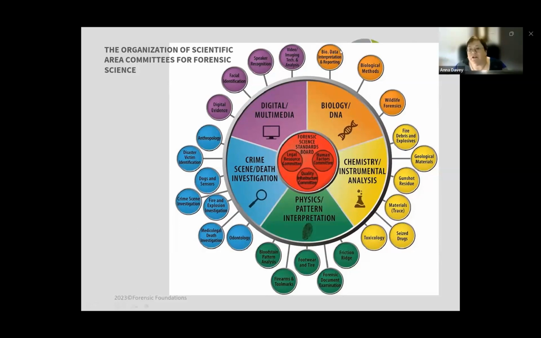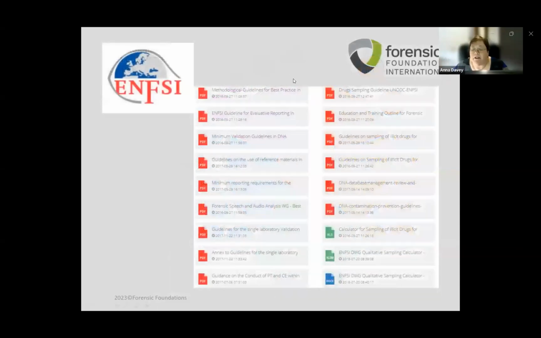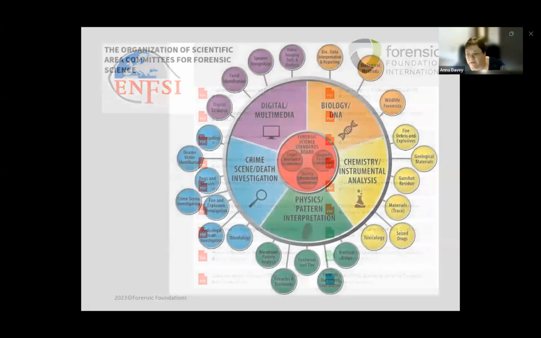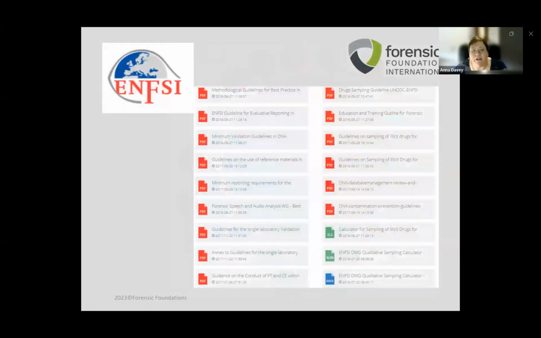Obviously, the ones that we're interested in here are the ones in the biological data interpretation reporting and the biological methods to actually get there. Okay. The other set of standards which are available on the website, I should say, all of these are available free of charge on the website. These ones here are ENSFI, the European Network of Forensic Science Institutes, have a number of really good ones. This isn't all of them, this is just a subsection that would fit on one slide. So have a look for those too.